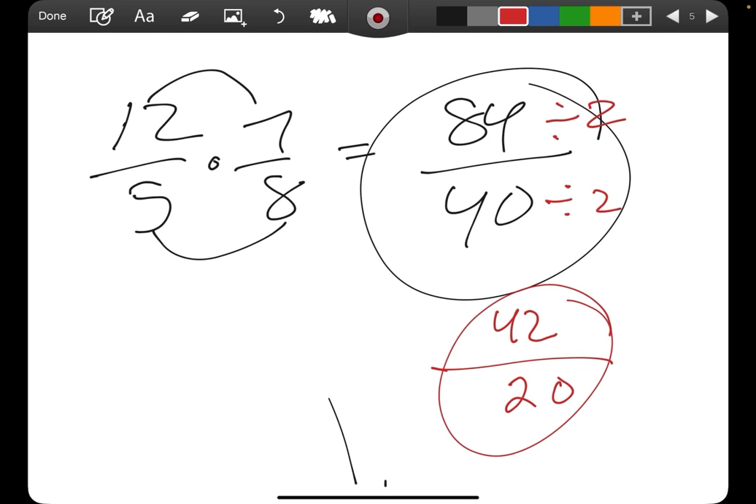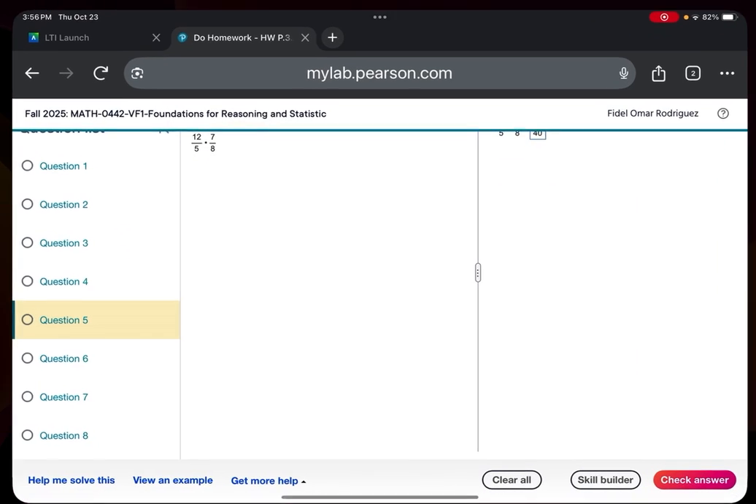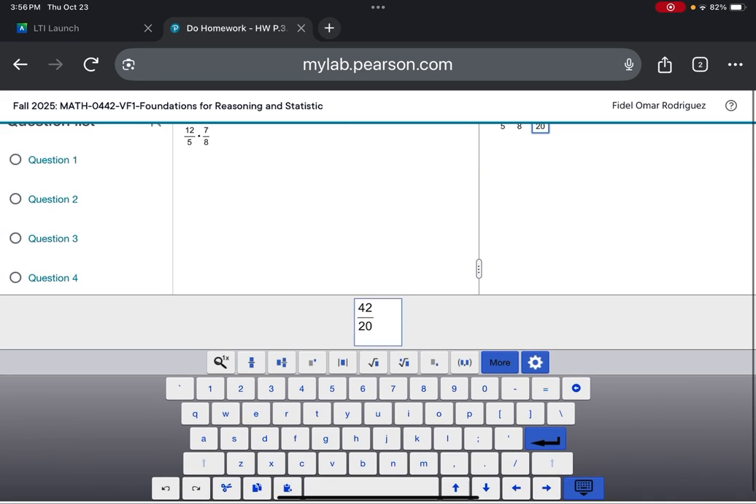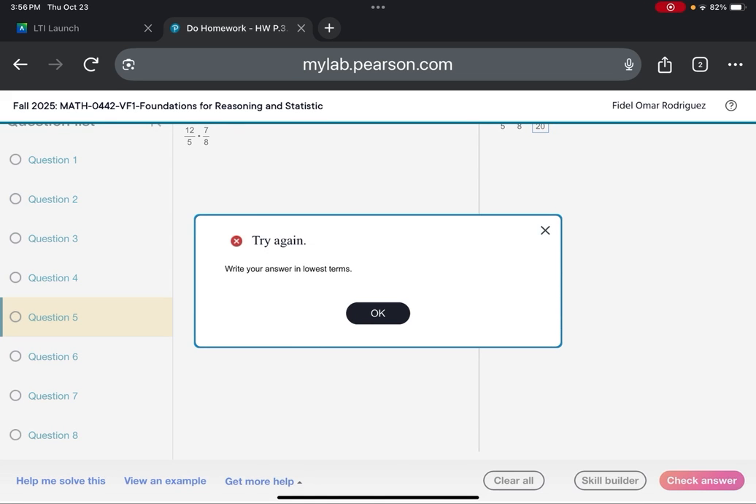Now, I know I can reduce it further, guys. I know I can. But suppose I didn't think I could. Suppose I thought that was it. I'd come back over here and put a 42 upstairs and a 20 downstairs, and I know I can keep reducing it. I'm trying to get it wrong on purpose, y'all, okay? And it says, hey, look.